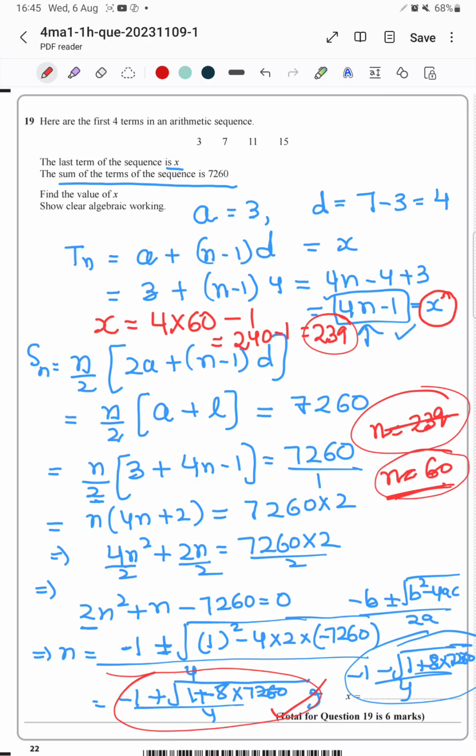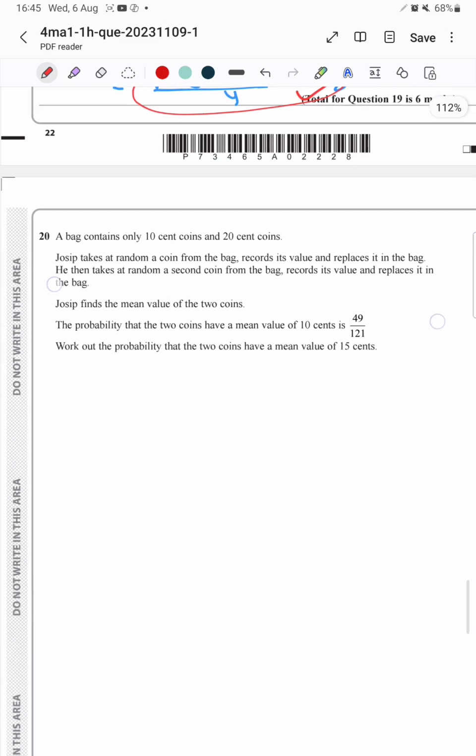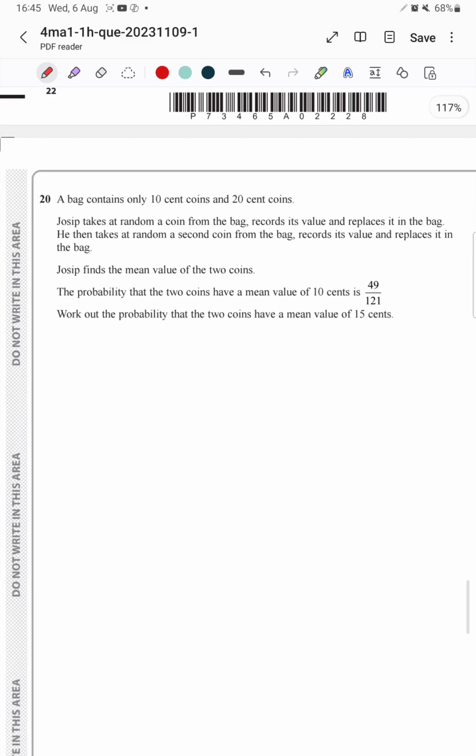Okay, now let's go to our next question. A bag contains only 10-cent coins and 20-cent coins. Joseph takes at random a coin from the bag, records its value and replaces it in the bag. So let's say this is the bag and it has some 10-cent coins. We don't know how many 10-cent coins, and then another are 20-cent coins. He takes a coin out, records its value and then keeps it back. So it is with replacement.